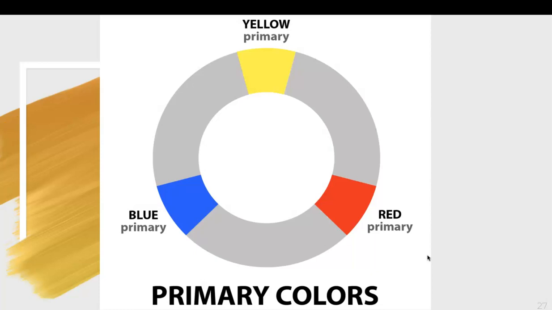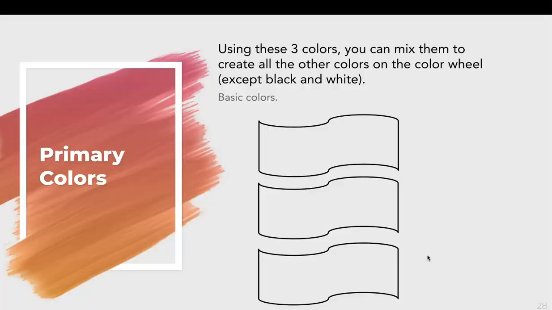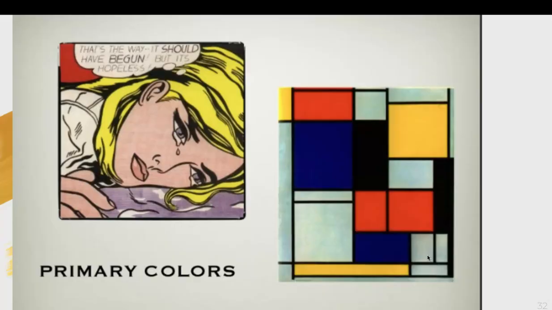Now we're going to talk about three parts here. We're going to start with the primary colors. This is the most basic set of colors. These are the colors that we learn about way back in kindergarten and elementary school. So using those 3 colors, red, yellow, and blue, you can mix them to create all the other colors on the color wheel except black and white. So we just think of the primary colors as the three basic colors. And some artists do use primary colors in different ways, but not so much. Usually we just use the primary colors as another color in the artwork.